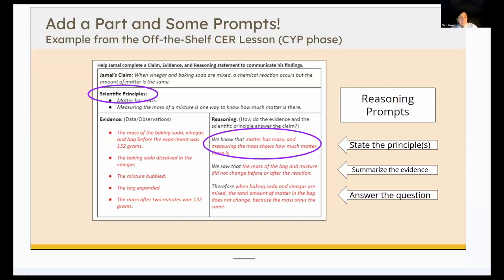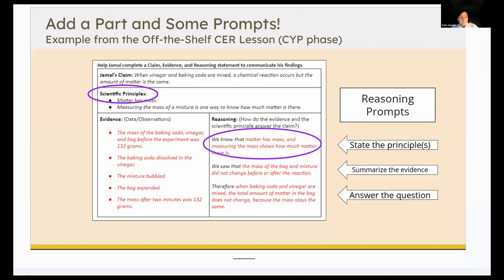Tony and one of our other colleagues before COVID had done a presentation at NSTA where they proposed, what if we included the science principle in this process? What difference would that make? And so when Steph and I were digging into the CER stuff a couple years ago, I said, let's drag that back in here and let's see if that would make a difference.